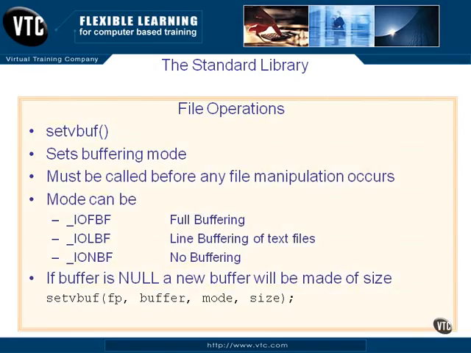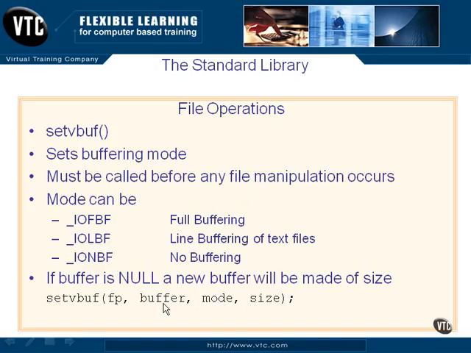Here's our buffering mode. We can set the buffer with setvbuf. Now you have to call this right after you open the file, but before you do anything with it. You can't call this after you've written or read the file because the buffering has already been built for you at that point. There are 3 different modes: _IOFBF, which is full buffering, _IOLBF, which is line buffering, where you'll read one line of text at a time, and _IONBF, which is no buffering. There will not be any buffers created for the file.